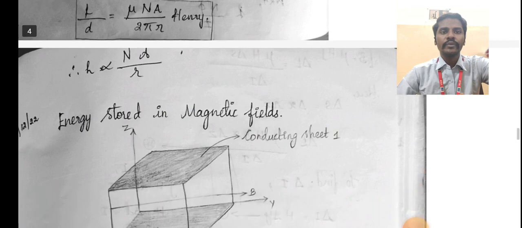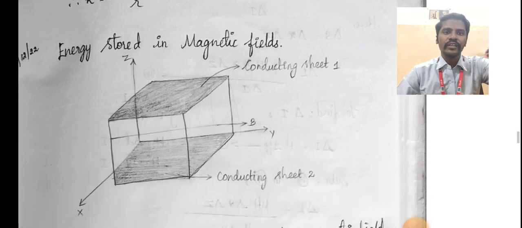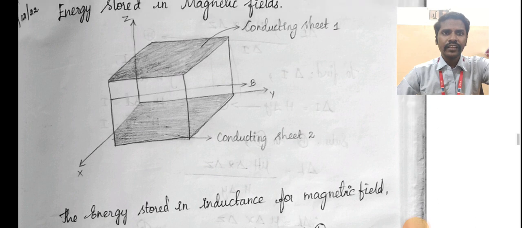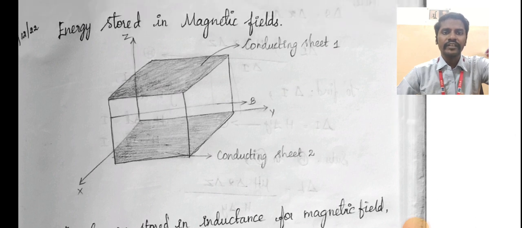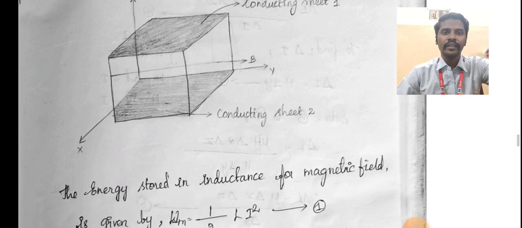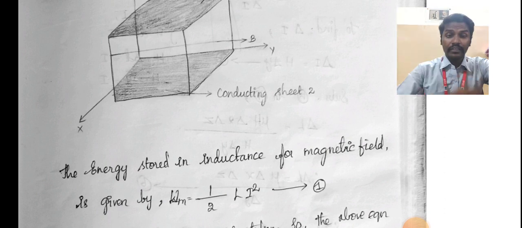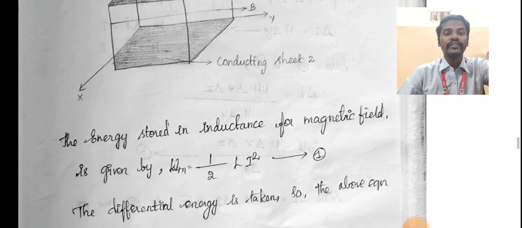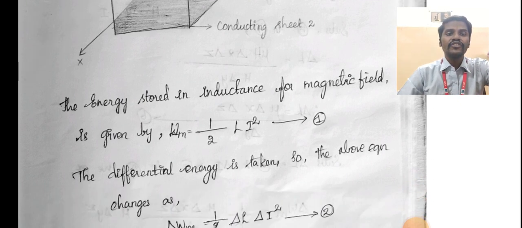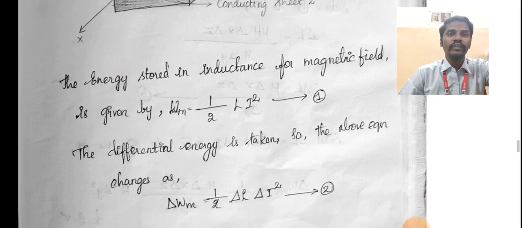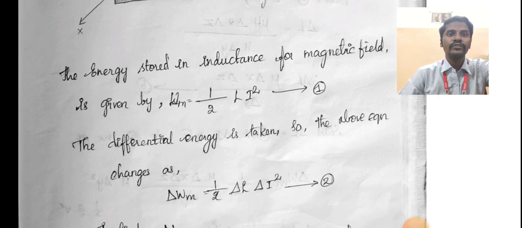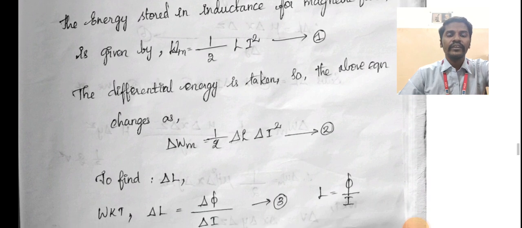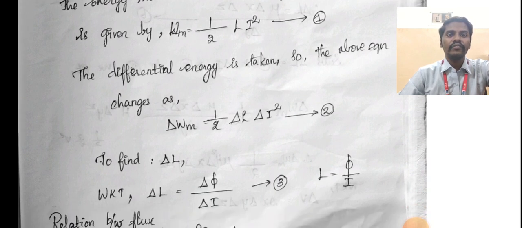Another important topic in magnetostatics is energy storage. Now we are considering energy storage for a rectangular system, a rectangular plane, where we have conducting sheets 1 and 2 placed on the plane. As we know earlier, the energy stored in the inductance for the magnetic field is given by Wm is equal to half L I square. The differential energy is taken, so the equation changes to del Wm is equal to half del L del I square. First we have to find the value of del L and then del I, so that we can get del Wm.